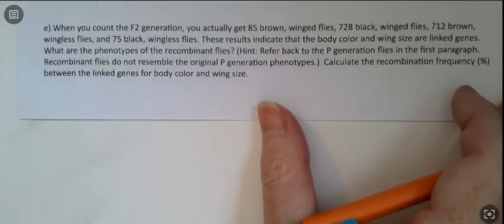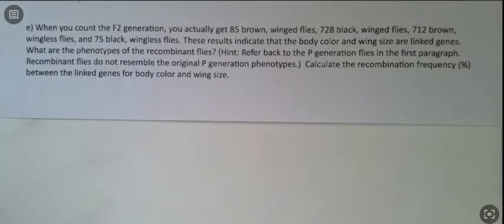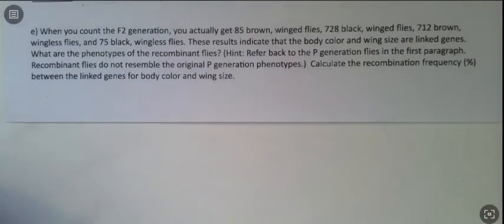And it says, whoa, where'd we go? There it is. When you count the F2 generation, you actually got 85 that are brown winged, 728 black winged, 712 brown wingless, and 75 black wingless. These results indicate that the body color and wing size are linked genes. Okay. What are the phenotypes of the recombinant flies? Refer back to the P generation of the first paragraph if you need to. Okay. Calculate the recombination frequency between the linked genes for body color and wing size.